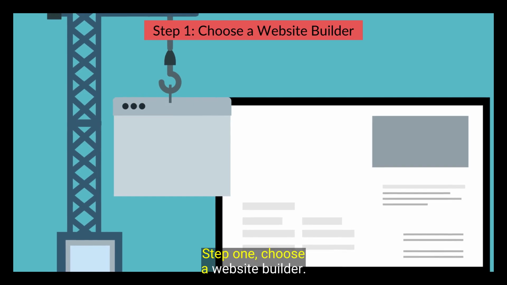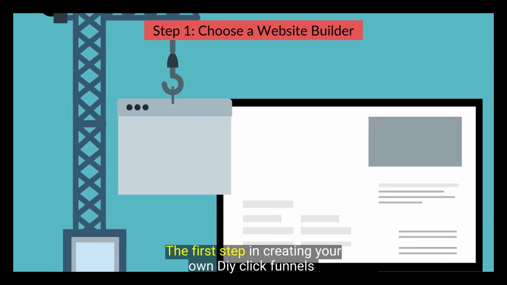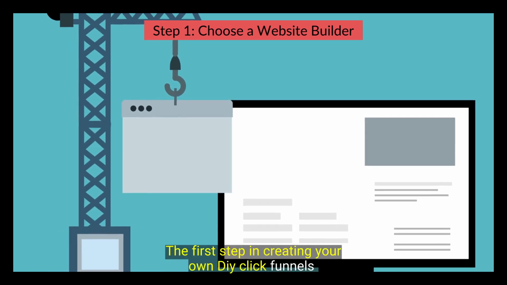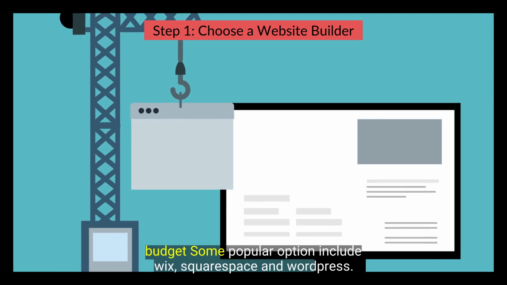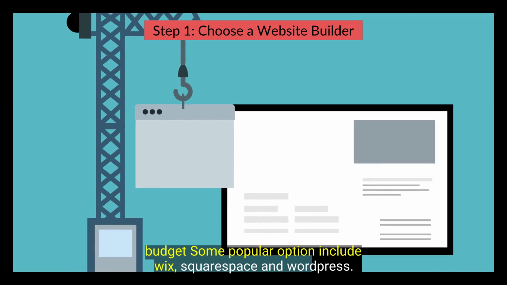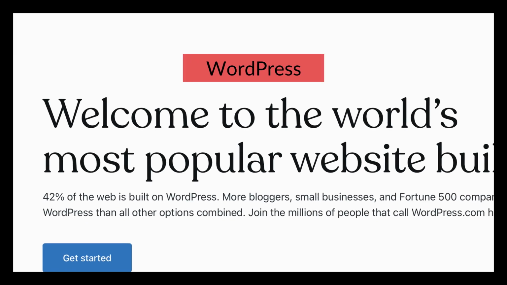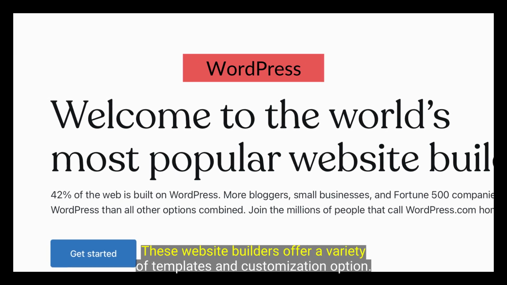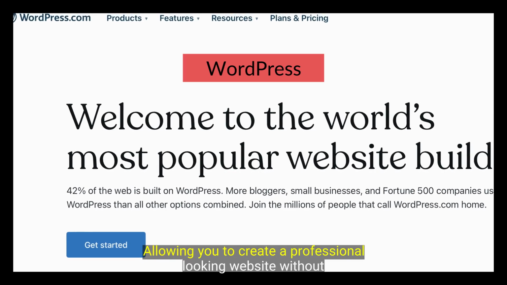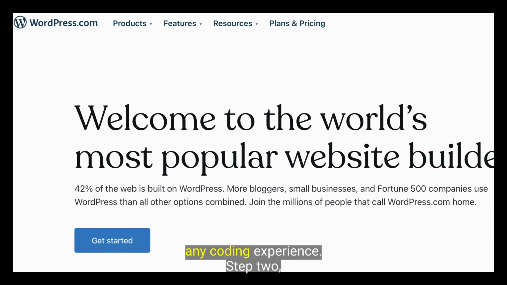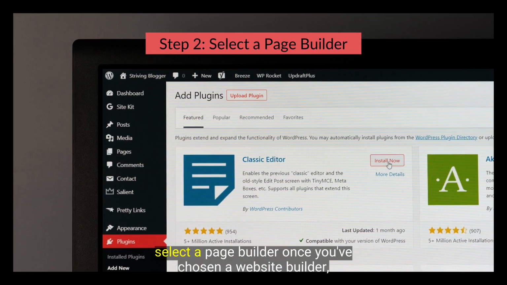Step 1. Choose a website builder. The first step in creating your own DIY ClickFunnels alternative is to choose a website builder that fits your needs and budget. Some popular options include Wix, Squarespace, and WordPress. These website builders offer a variety of templates and customization options, allowing you to create a professional-looking website without any coding experience.